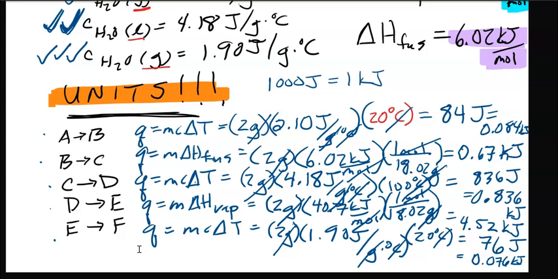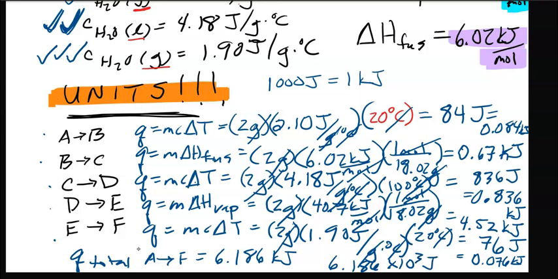So now I'm going to take those 5 answers that I've collected, 0.084 kilojoules plus 0.67 kilojoules plus 0.836 kilojoules plus 4.52 kilojoules plus 0.076 kilojoules, and I'm getting a final answer. So the total heat from steps A to F, all I did was just add them up, and I'm getting 6.186 kilojoules. If you wanted to put that in joules, you could. You could say 6.186 times 10 to the 3 joules.